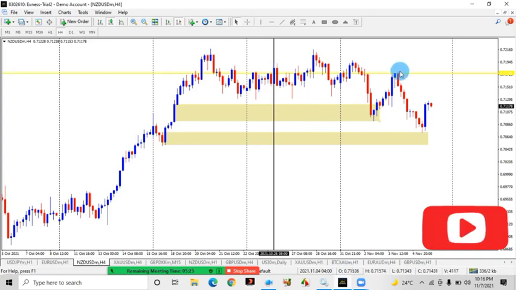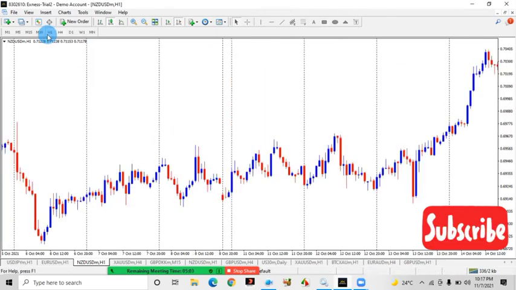By the time we go to the 1 hour time frame, you will see this small doji here will actually be a green candle. Let's go to our 1 hour time frame.